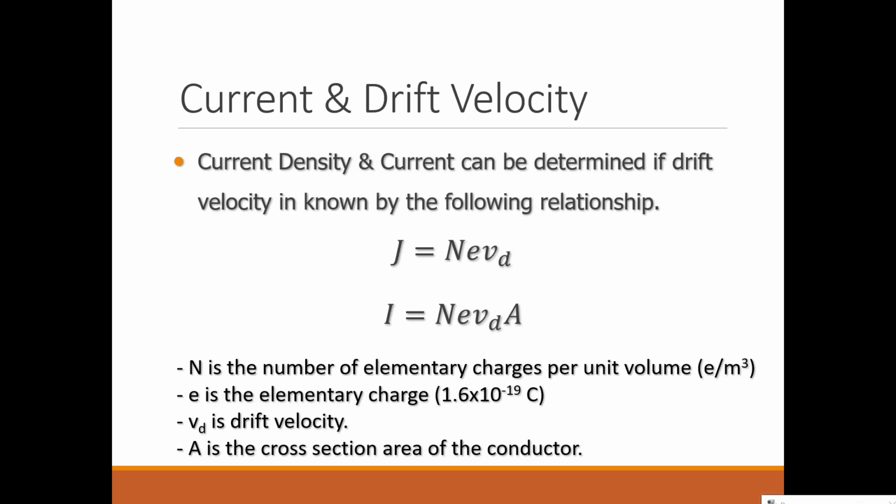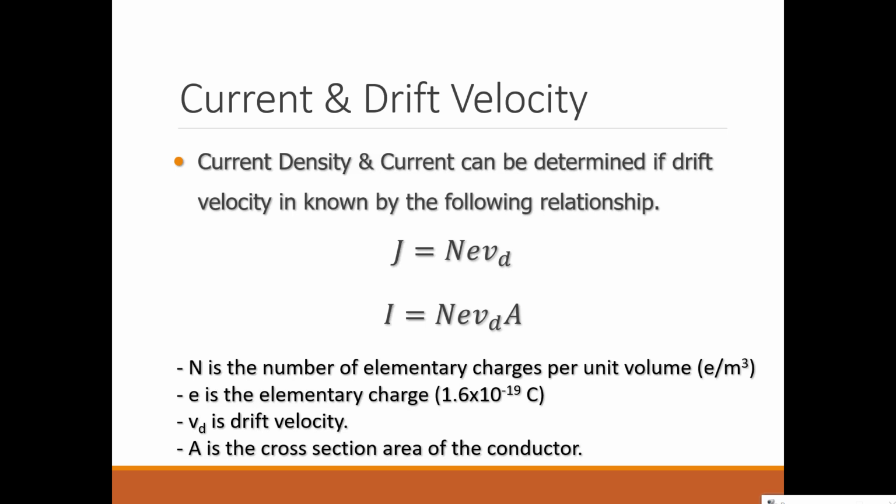So we have current density equal to this formula here: n, e, and then v_d. n is the number of elementary charges per unit volume, and this again depends on the material you have. So it's e per cubic meter. Just how many charges do you have in some volume? We have e itself, which is just the elementary charge. And then we have this drift velocity. So our current density, we can figure that out.